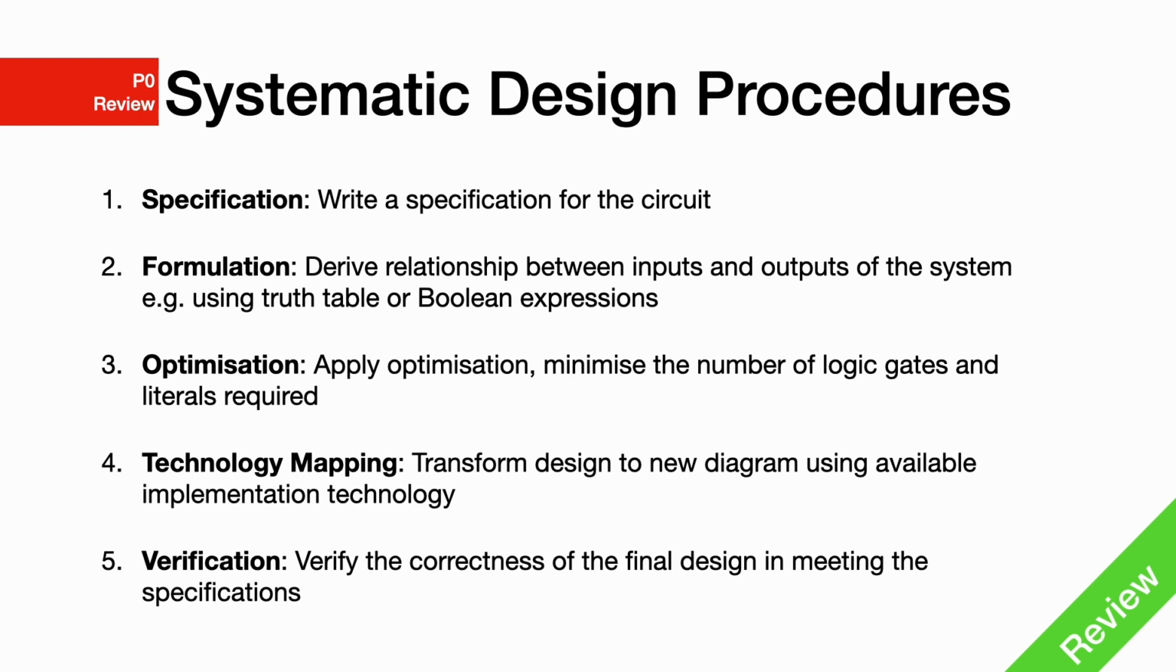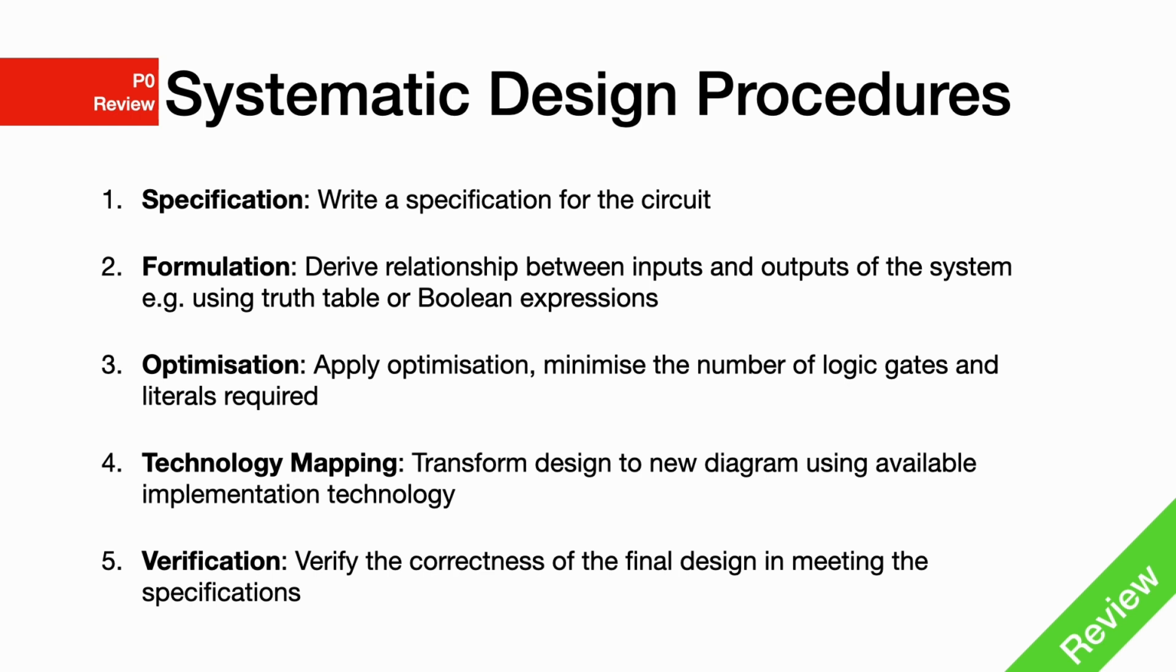Step 1, specification, which is usually provided to you as the problem that you're trying to solve. Step 2, formulation. You take your specification and derive the relationship between all of the input and output ports of the systems. This can be done in 2 different ways. In the previous lecture, we've shown you formulation directly using Boolean expressions because that was simpler for that particular example. In today's lecture, we're going to take a look at one example which uses truth table.